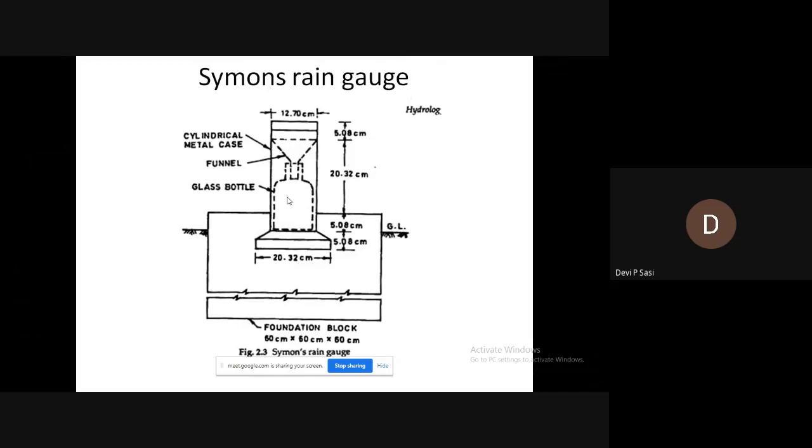The first example is the Symons rain gauge. The water falls from the funnel towards the bottle, and we have to measure the amount of water that is collected in the glass bottle to obtain the value.